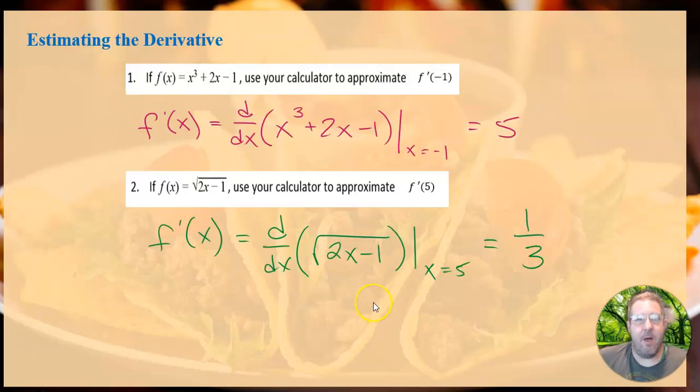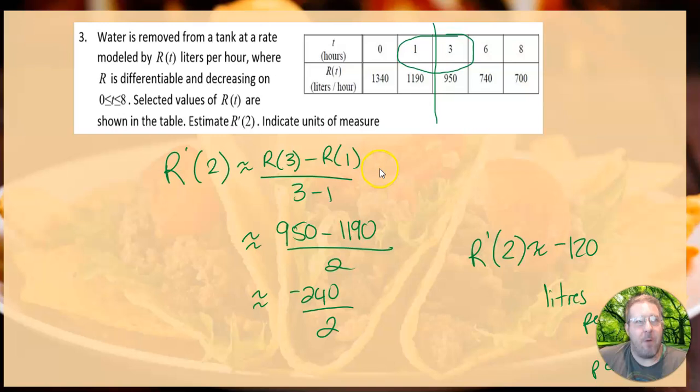All right, so now we're looking at tables here, and we're trying to make an estimate. We're going to estimate what r prime of 2 is, given this table of values. Keep in mind, it does say in the question that it's differentiable. And that's the key here, because all differentiable functions are continuous. So even though it doesn't say continuous, we now know it is continuous, because it says it's differentiable. And that is very important.